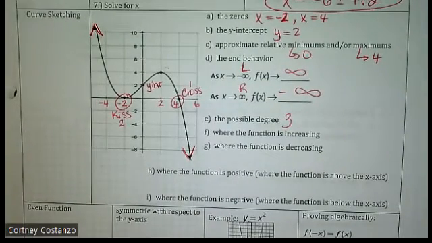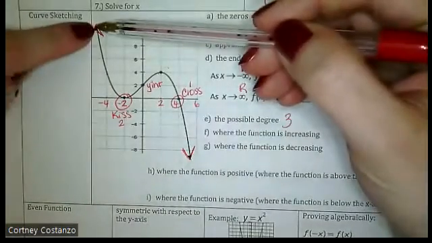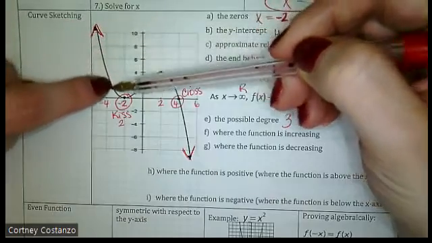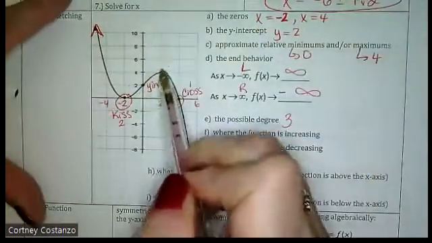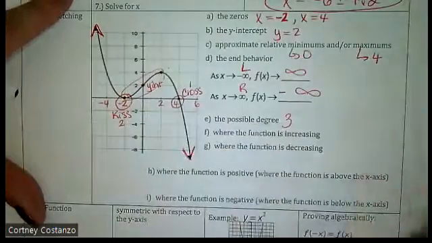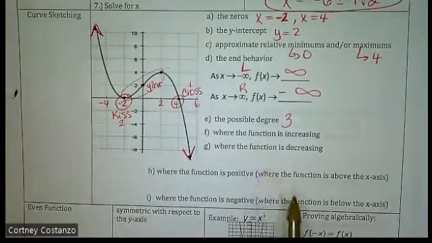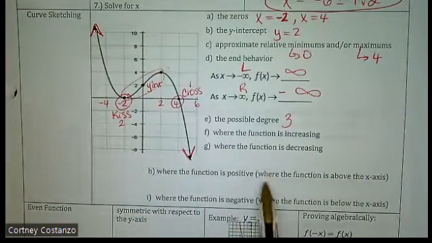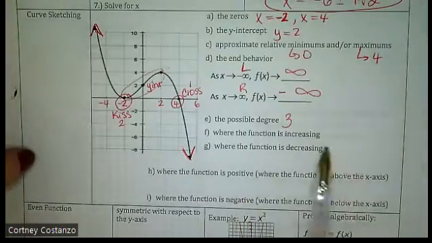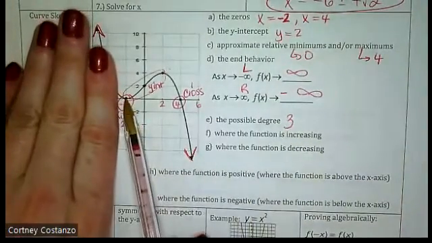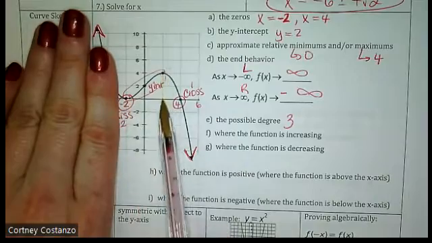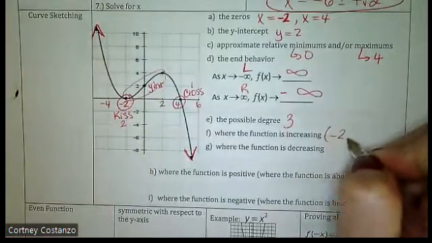Where is it increasing? So if I think of this as a roller coaster, it's going down, up, down. So this middle section is where it's increasing. Now, intervals are always the x values only, and it is tempting to pick the y values. So if we are thinking about increasing in terms of x values, that is increasing from an x value of -2 to an x value of +2.